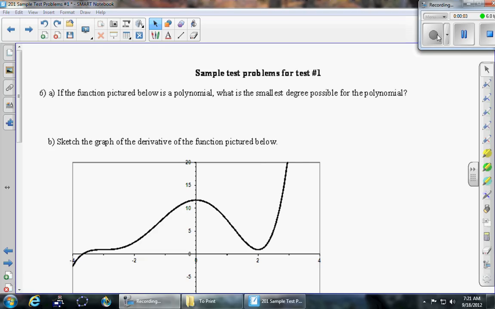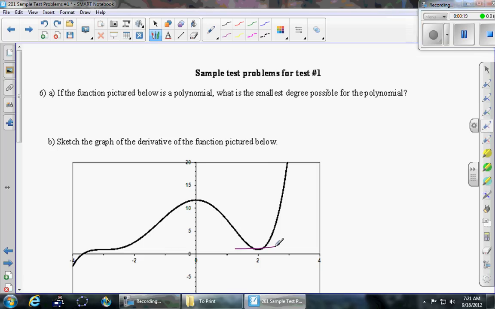This is problem number 6 on the sample test problems for test number 1. A, if the function pictured below is a polynomial, what is the smallest degree possible for the polynomial? So first thing I'll look at here is flat points or critical points. There's a flat point down there at the bottom, another one up here at the top, and then one more right there. So we see 3 critical points.